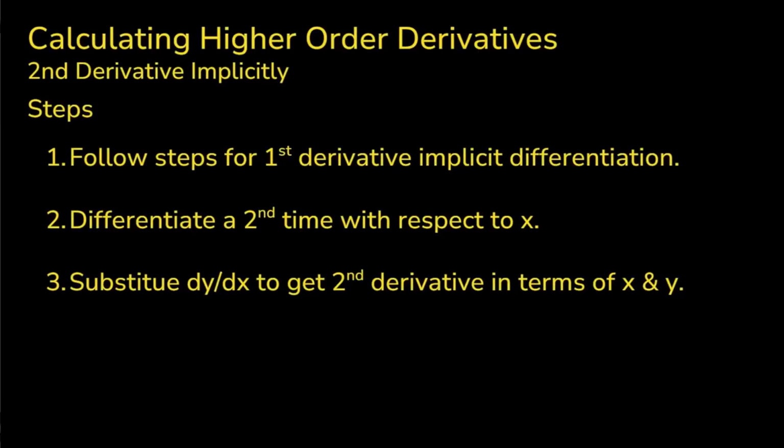Also, you have to be able to find the second derivative implicitly. So you would get the first derivative using the steps we just talked about. Then you differentiate a second time with respect to x. Third, you want to substitute what dy dx is in terms of x and y to get the entire second derivative in terms of x and y.